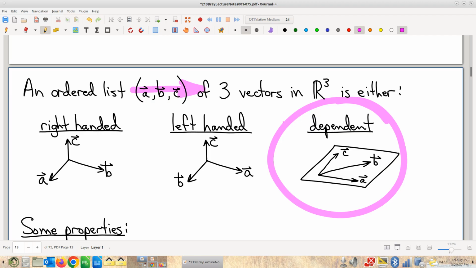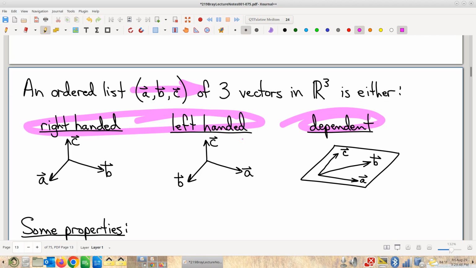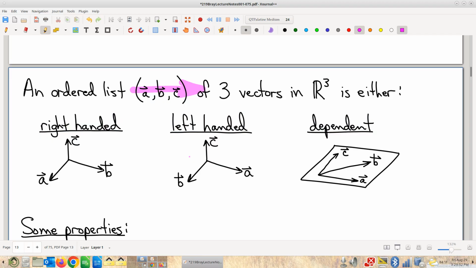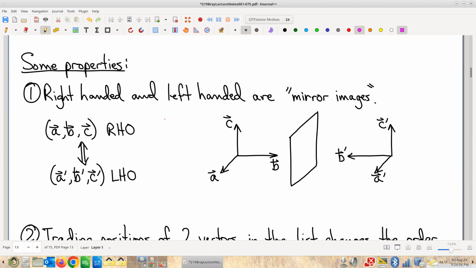Well, it turns out that we already see it's kind of like clockwise, counterclockwise. These are opposites. This is a catch-all. Linear dependence is the catch-all in both cases. But it's even better than this. Not only that, but these first two cases are mirror images. Just like clockwise and counterclockwise are mirror images, right? Right hands and left hands are always mirror images of each other.